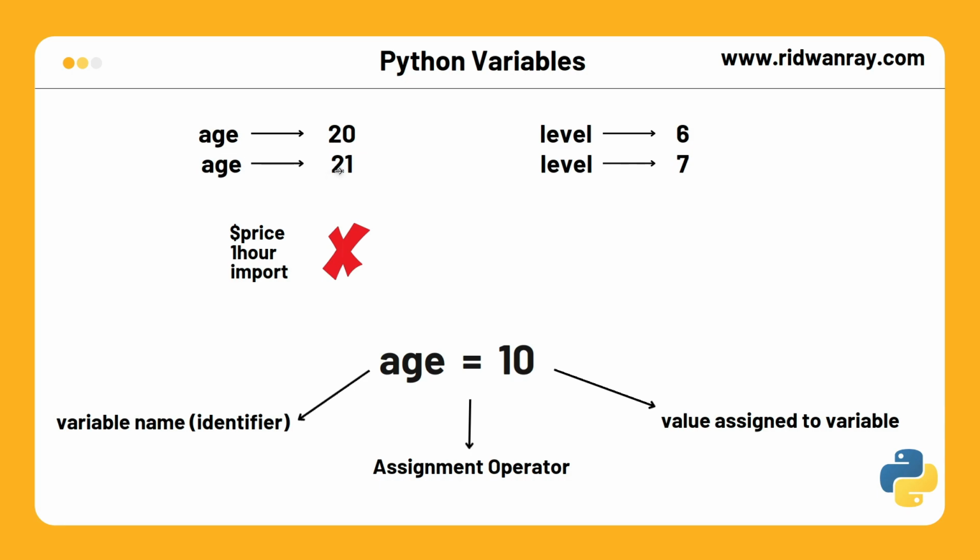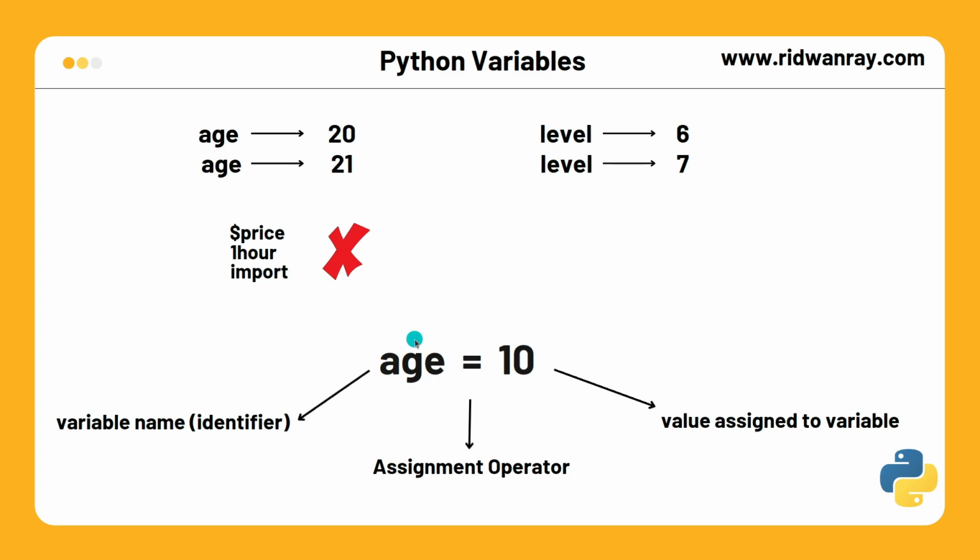Every variable has a name or identifier. In this case, the name of the variable is age, and the value is 20. All the rules and regulations we mentioned while explaining identifiers apply. Variable names such as $price, 1hour, and import are not allowed. $price has a special character. A variable cannot start with a digit or number. Import is a reserved keyword in Python.